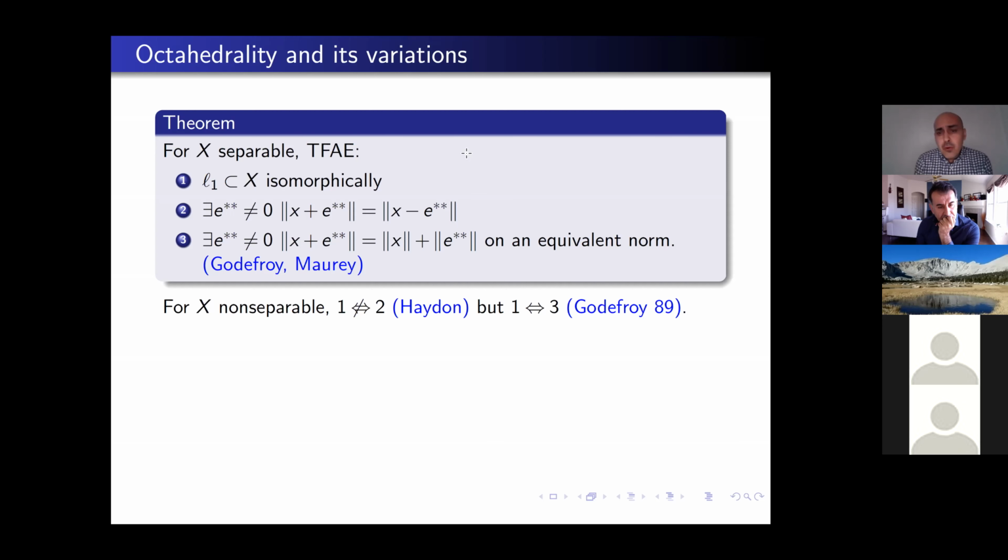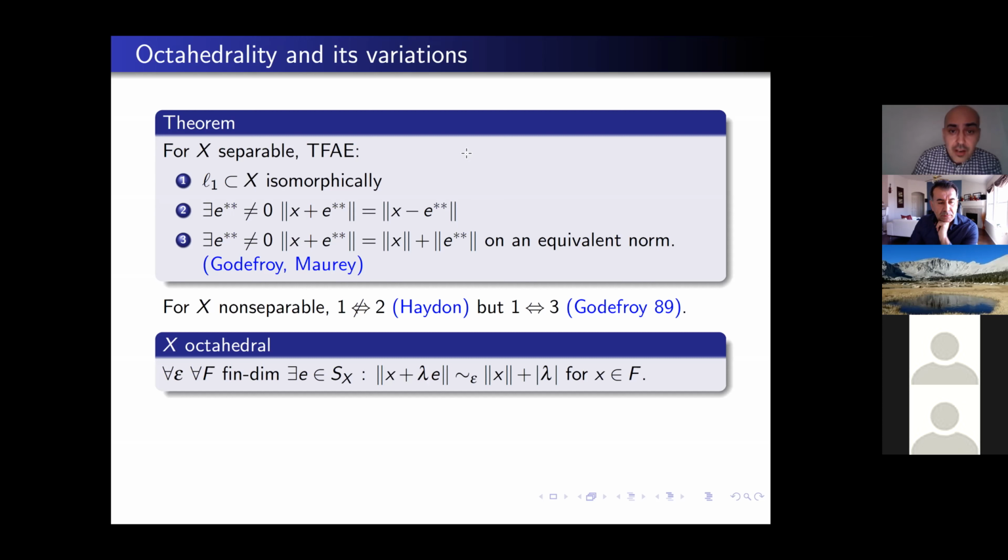Well, actually, Godefroy proved in '89 that the equivalence of 1 and 3, the characterization of a space containing L1 if and only if there is an equivalent norm of this sort, is actually true in any Banach space, not only separable. And in fact, when I say Godefroy and Morey, it's Godefroy himself in his paper in '89 that attributes the separable case to Morey as well.